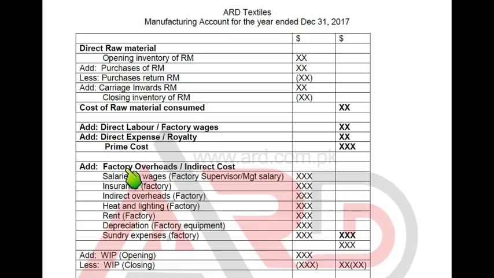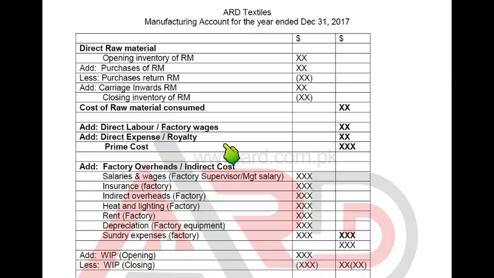Now it is not necessary that everything will be available in the exam. Sometimes purchase return is not present, sometimes carriage inward is not there, sometimes direct expense is not there. So I have written the whole format just to make sure that these are all the things that need to come in the examination.